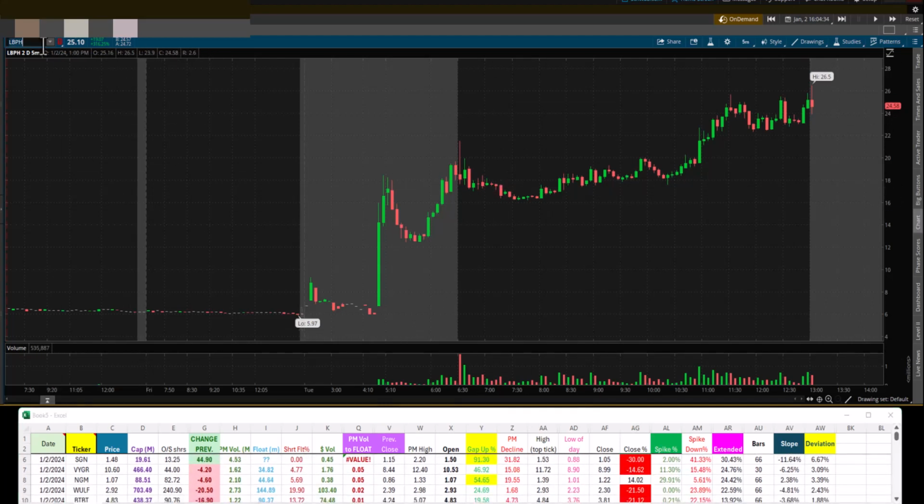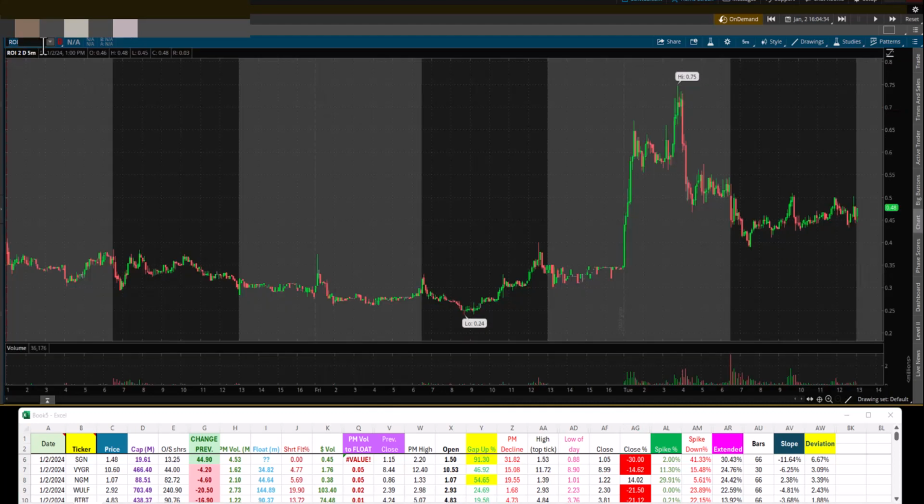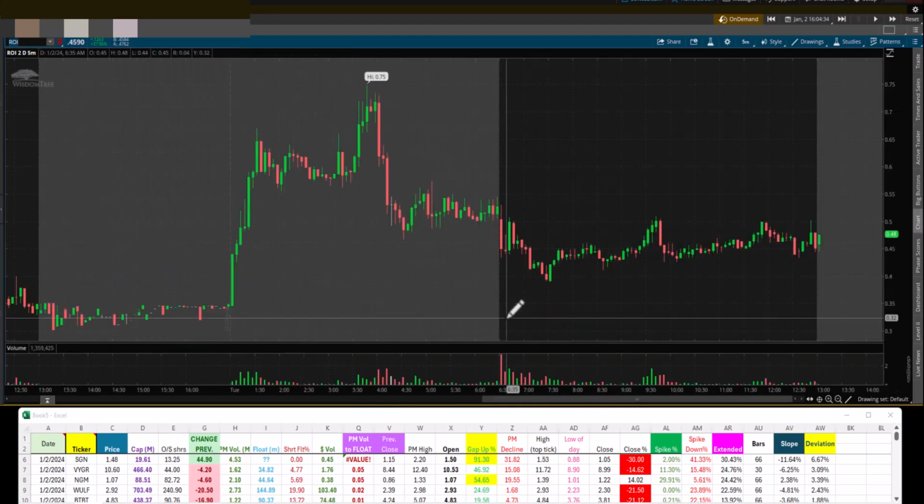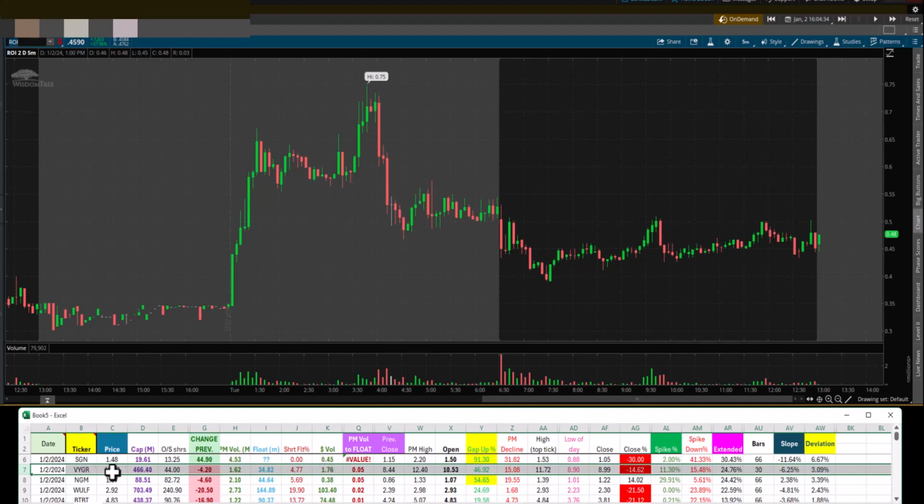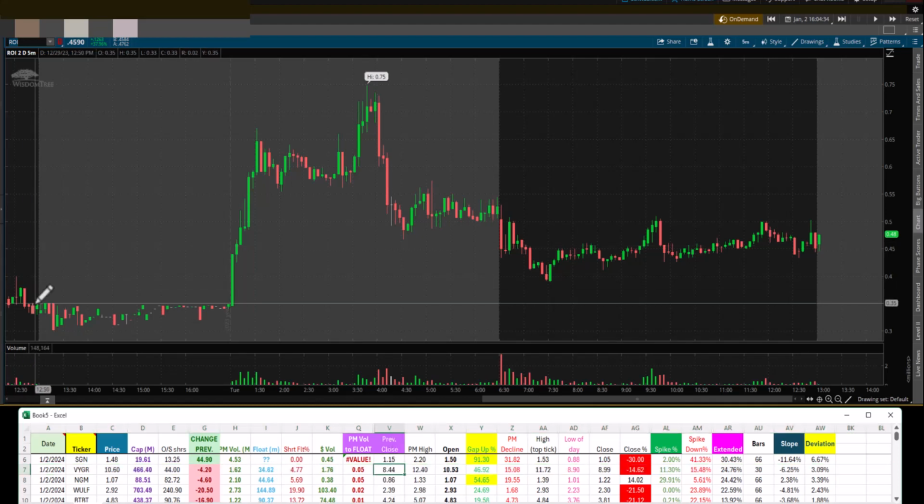We can go to the second one. I'm going to try another one, ROI. That'll be this one right here. This information, we copied it from the scanner, and we would start right here. Previous close, right here, close 0.35. Well, this one had a stock split. That's why it's not the same.